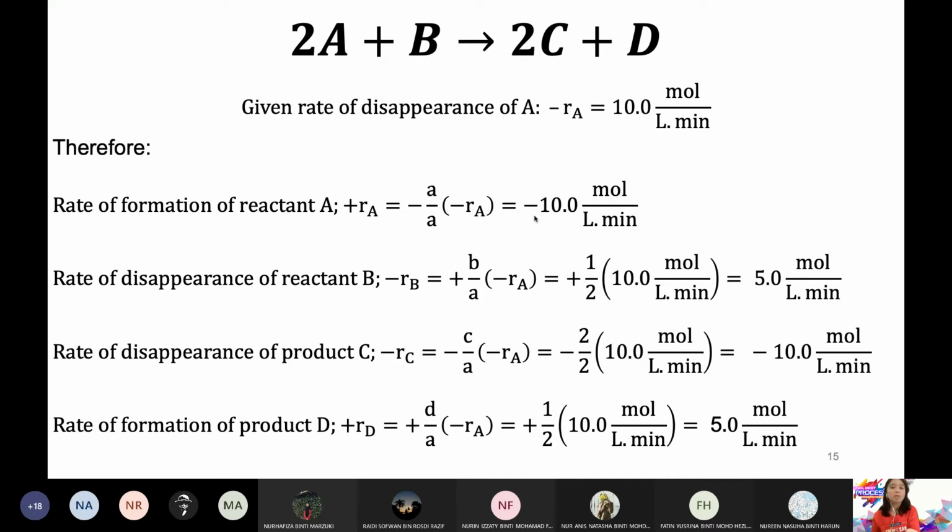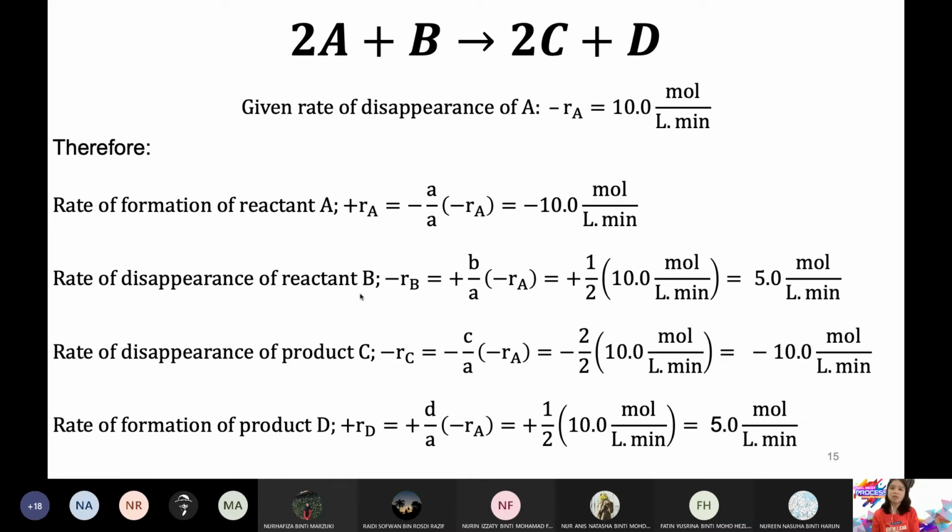Nak tahu berapa yang terbentuk, dia hilang, that's why nombor tu jadi negatif. Okay, so next one, kita pergi kepada reactant B. Okay, dia nak tahu rate of disappearance of B. How much B disappear with time? So, negative RB. Kamu tengok disappear je, kamu terus tahu negative R. Formation, positive R. So, negative RB.